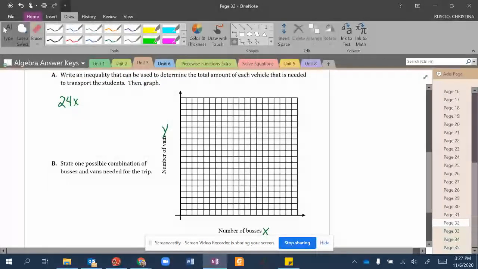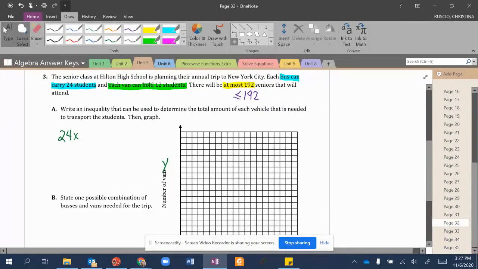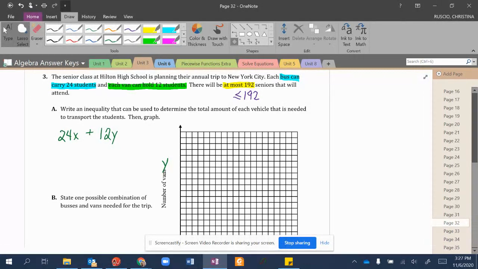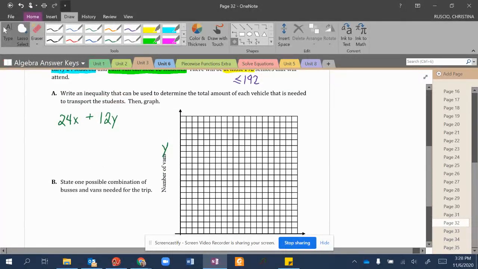So the x. Okay. And then the vans. Okay, same thing. So each van can hold 12 students. So that would be 12y. If we add those two values together, that's going to tell us the total amount of students now, because we're multiplying 24 times the number of buses plus 12 times the y, the number of vans. So that's a bunch of students. And we know that that number of students has to be less than or equal to 192.